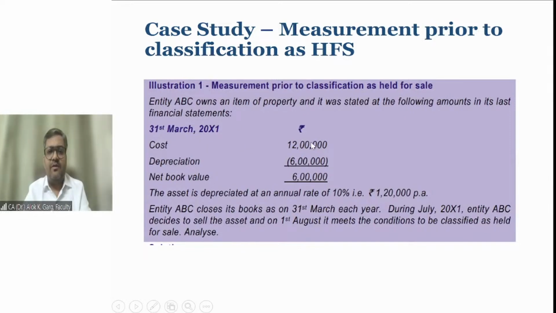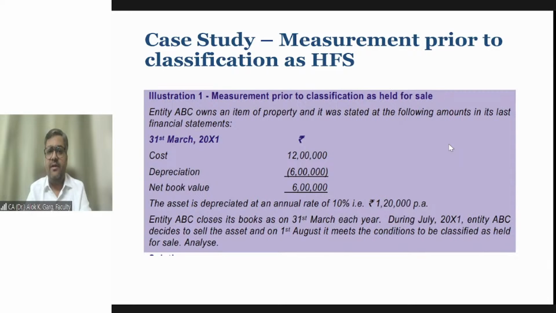So on 31st March 2001, the cost is given, the depreciation is given, the net book value is given, right? And per annum depreciation is 1,20,000. And this entity decided to sell this asset on 1st of August. Means we need to compute the carrying value on 31st July as per Ind AS 16. So in this question only the information about depreciation is given. So it means we need to compute the depreciation for further 4 months, April, May, June, July. If the per annum depreciation is 1,20,000, what is the depreciation for 4 months, that is up to July 2001? What is the depreciation, Ravi? If per annum depreciation is 1,20,000, what is the depreciation for 4 months?